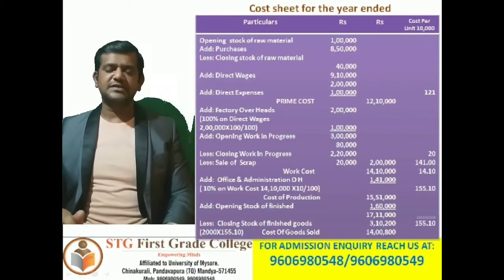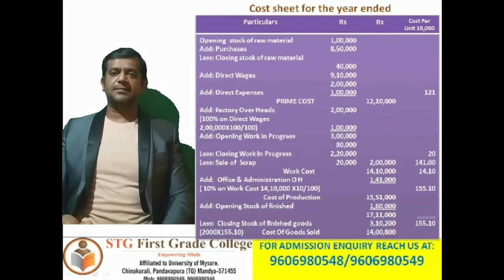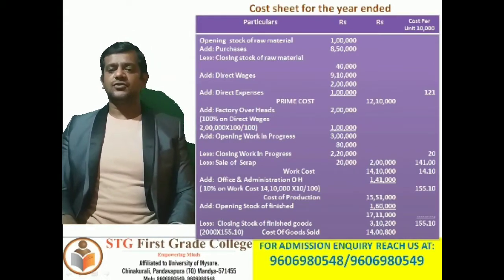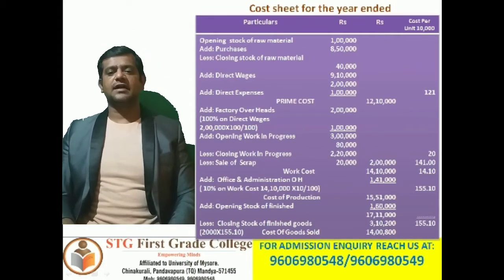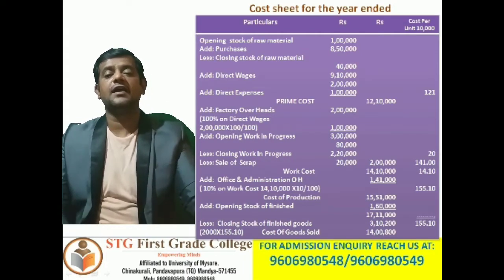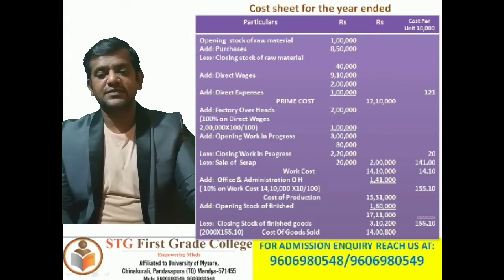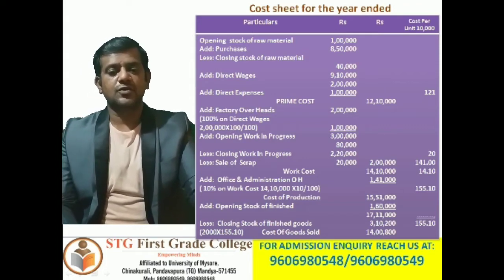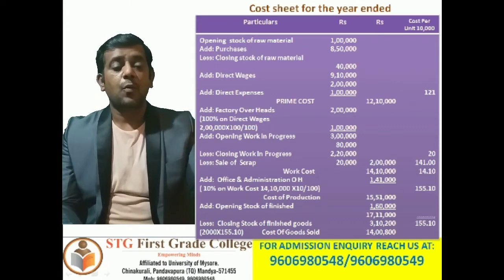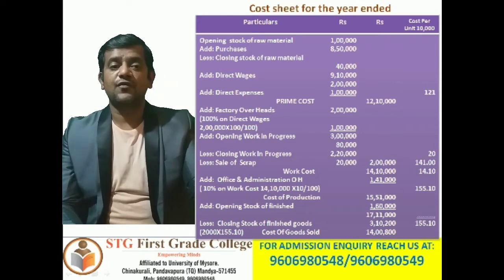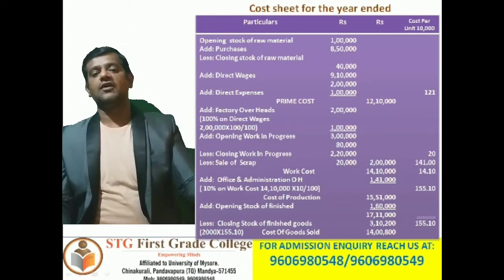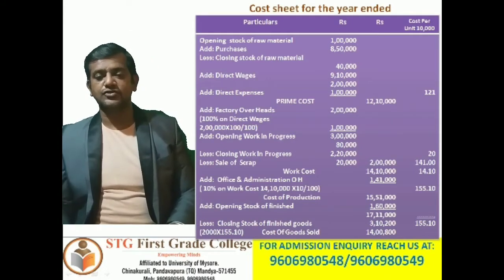Add direct wages. How much direct wages has been given in the problem? In the problem he has given 2 lakhs. So add that. Then there are direct expenses as well. So how much direct expenses has been given in the problem? 1 lakh rupees. Correct?